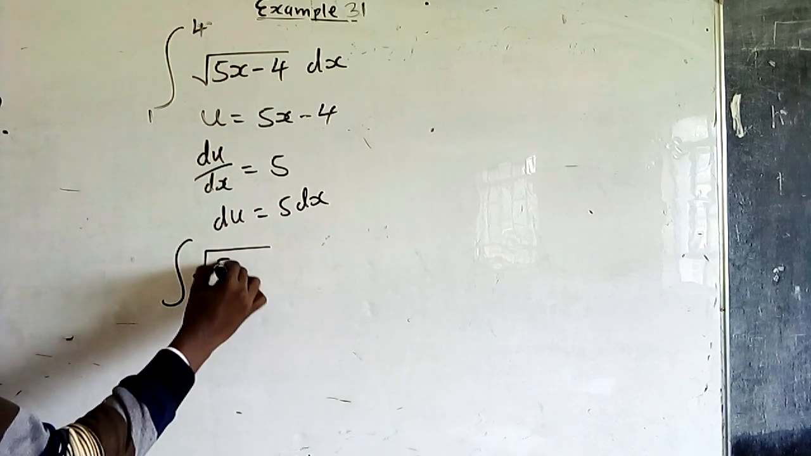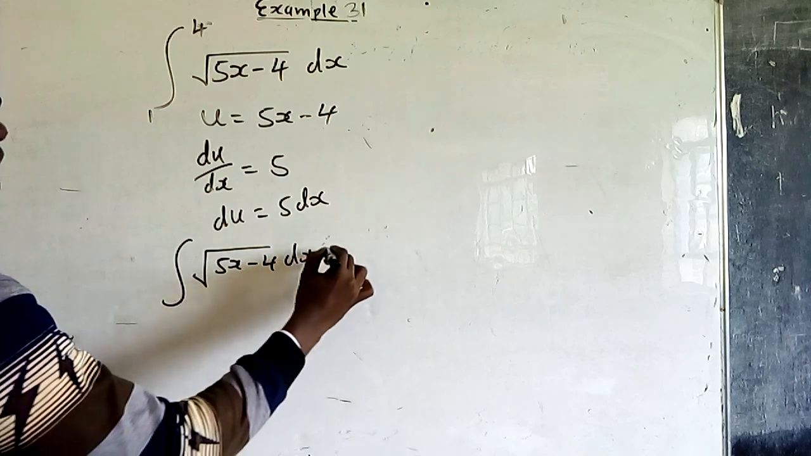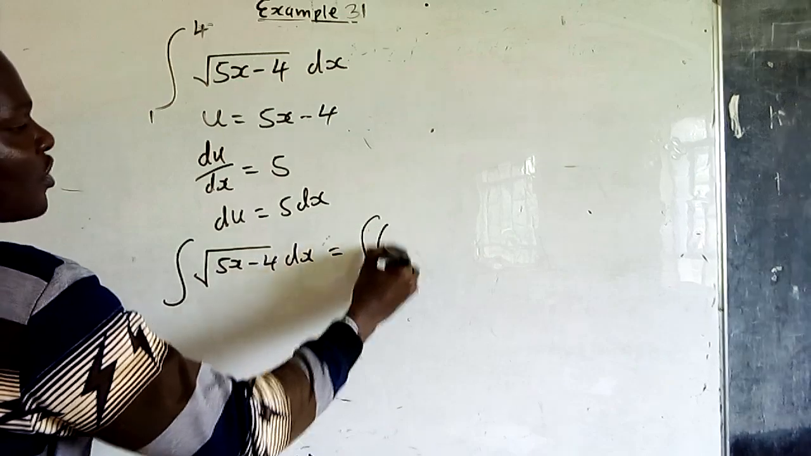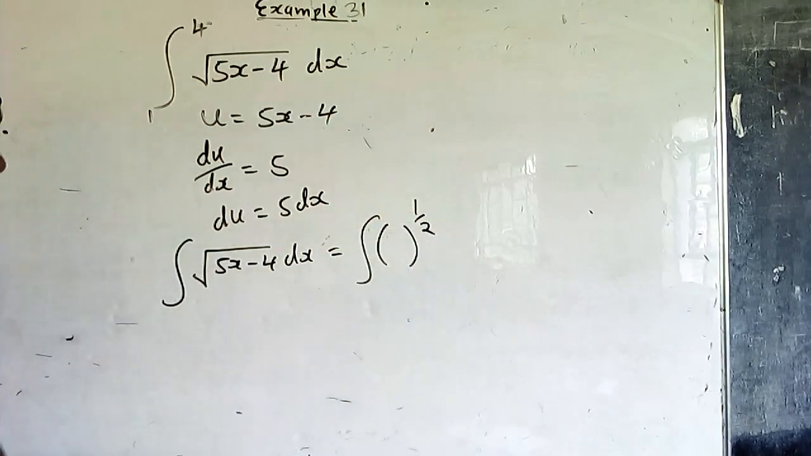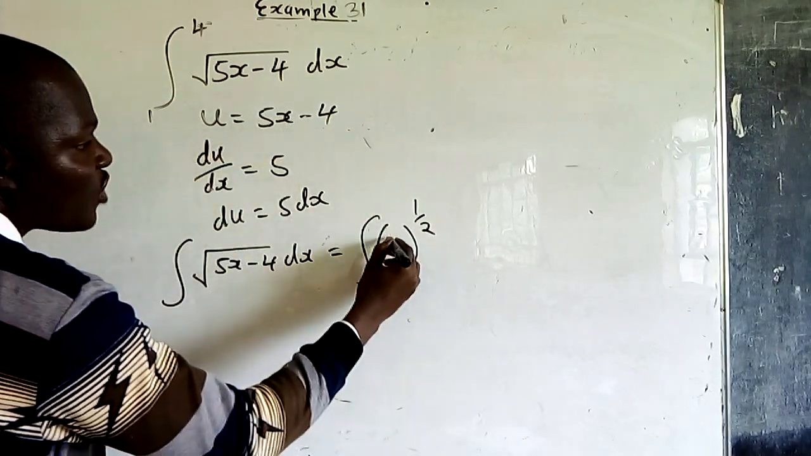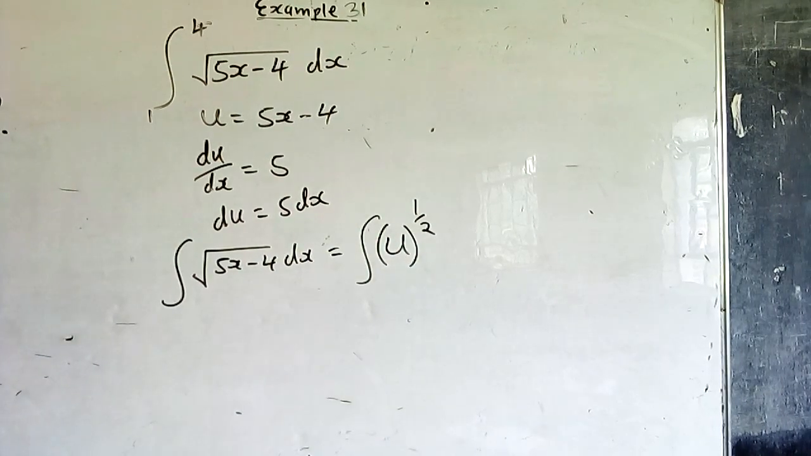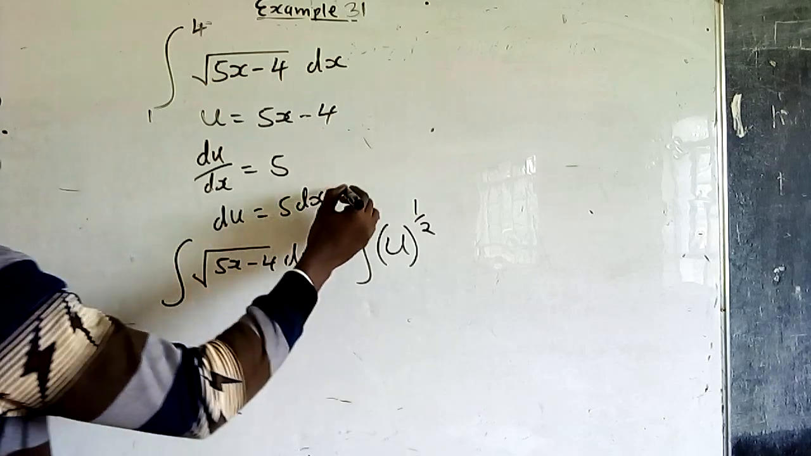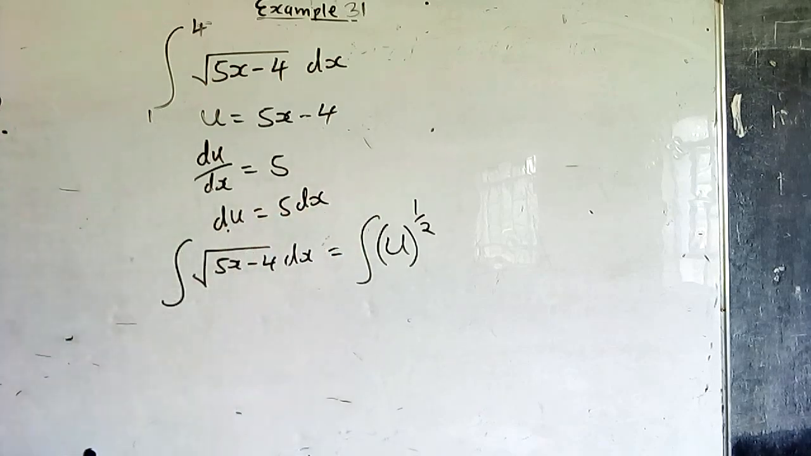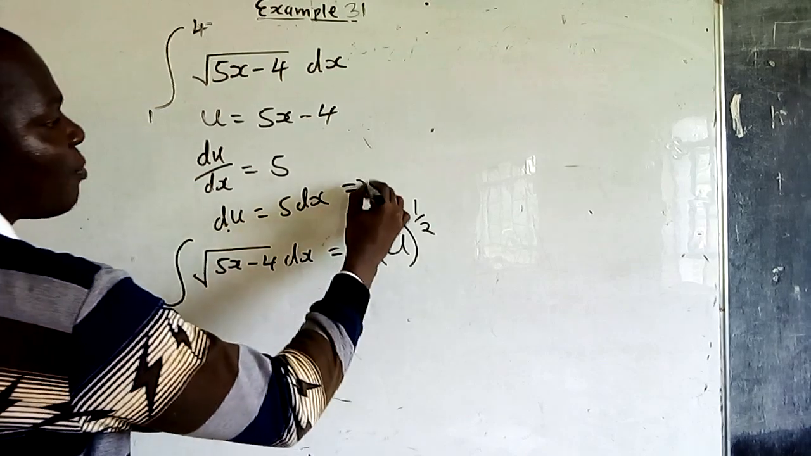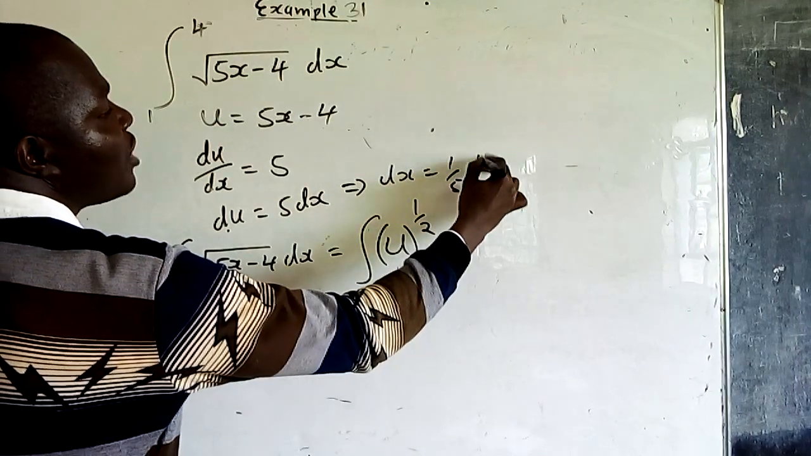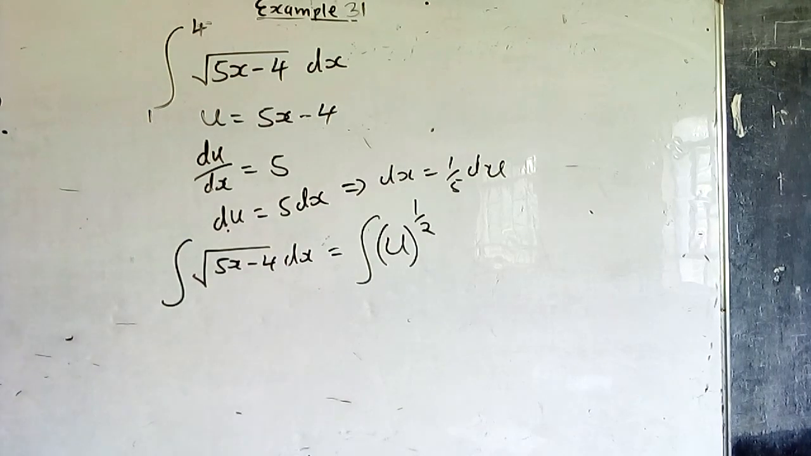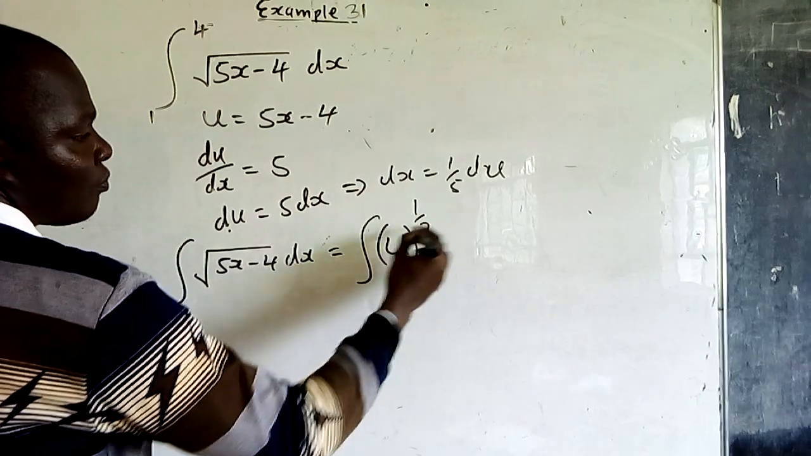So you have the integral of the square root of 5x minus 4 dx. Square root means raised to power half, isn't it? Then 5x minus 4, you say is u. Are you seeing that? Are we together? Then dx, what is dx? So you divide both sides by 5. This implies dx is 1 over 5 du. So you divide both sides by 5 to get dx. Okay? 1 over 5 du.